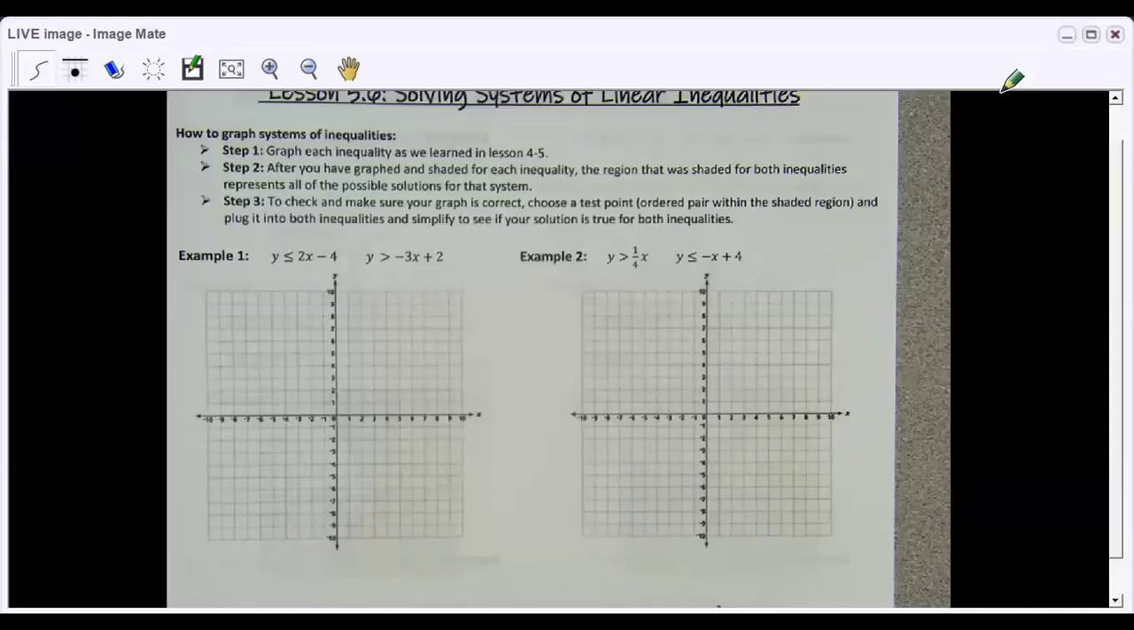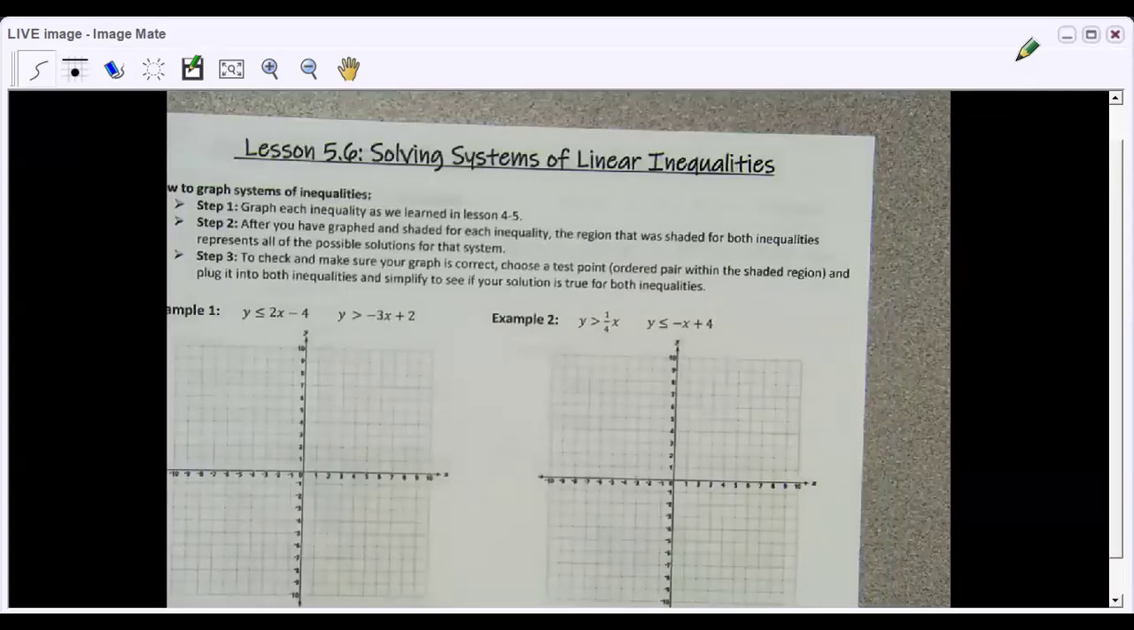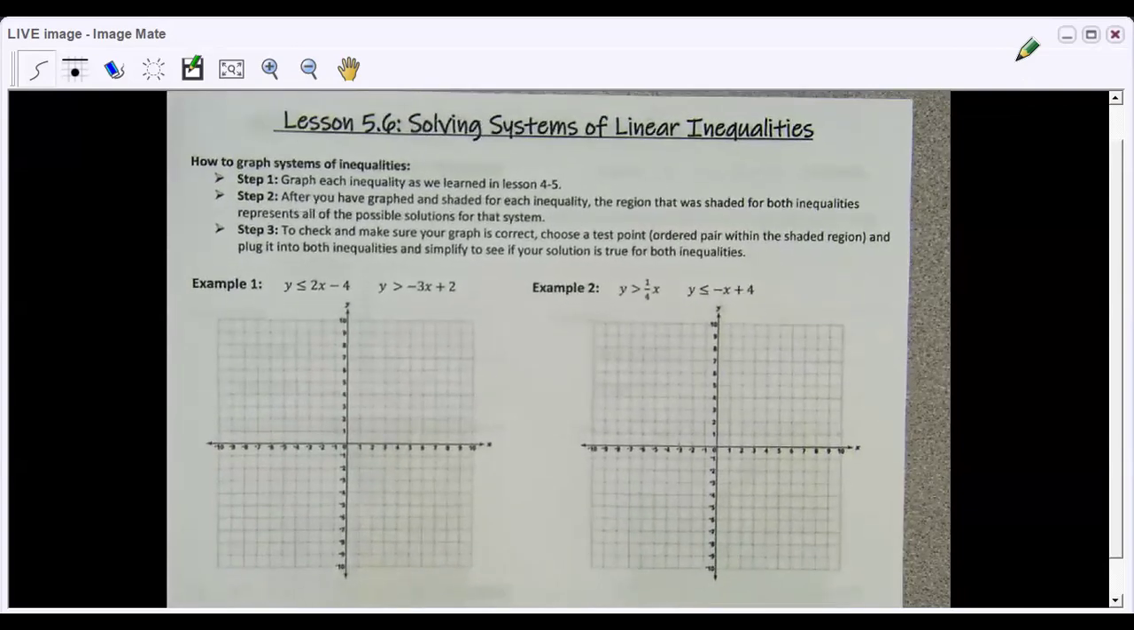All right, so we are working on our last lesson of Chapter 5, Solving Systems of Linear Inequalities. We have graphed inequalities before. So now all we're doing is graphing a system, which means that we're going to be graphing two lines and we are going to be doing shading. You will need a ruler for this. So if you don't have a ruler, you might want to grab one really quick.